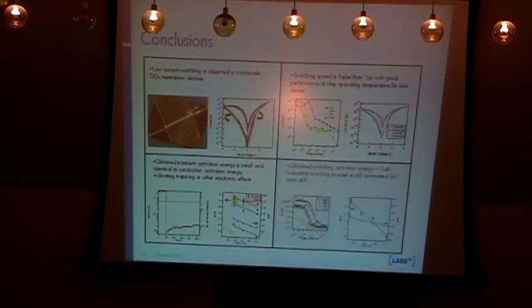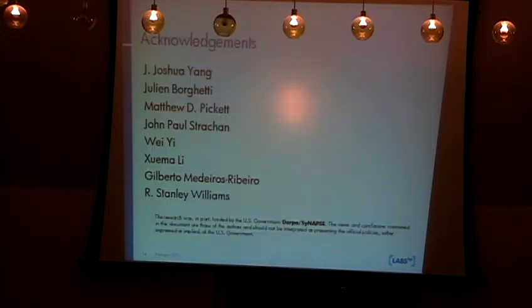We also studied the thermally activated switching process. And the obtained switching activation energy is about 1.1 eV, indicating the switching process is still dominated by ionic drift. Finally, I would like to acknowledge my colleagues in HDLab and the support from the DARPA CNAS project. Thank you for your attention.